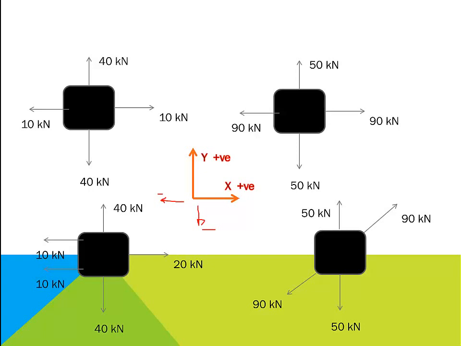In this example, there is one horizontal force of 10 kN rightward and 10 kN leftward. So this becomes positive 10 and this becomes negative 10, which means the summation is 0 in the x direction, and plus 40 upward and negative 40 downward in the y direction, which also sums to 0. Same with the second example. In the third example, there are two 10 kN forces leftward and a 20 kN force rightward, which means the sum is 0 with proper sign convention.